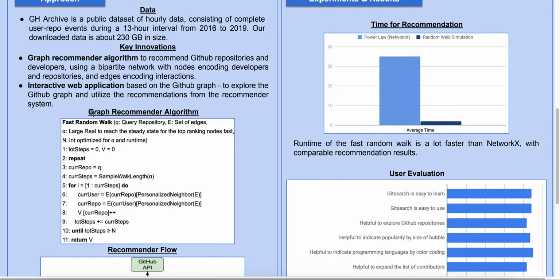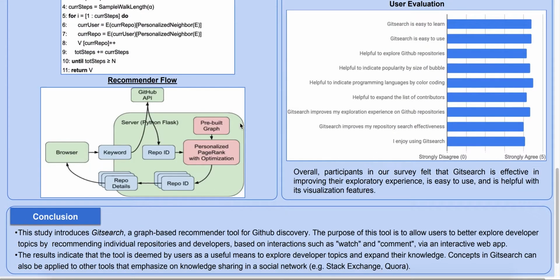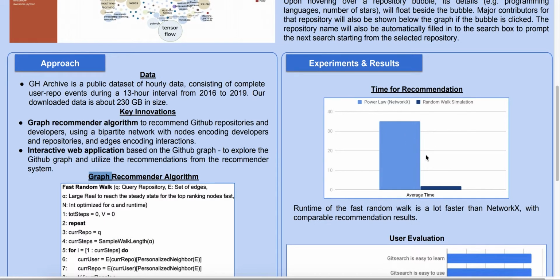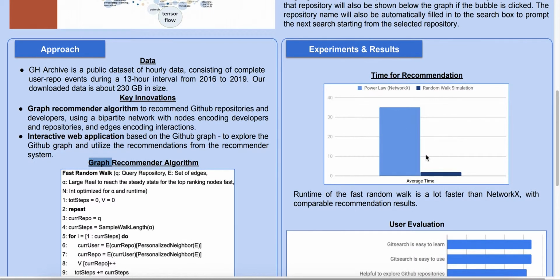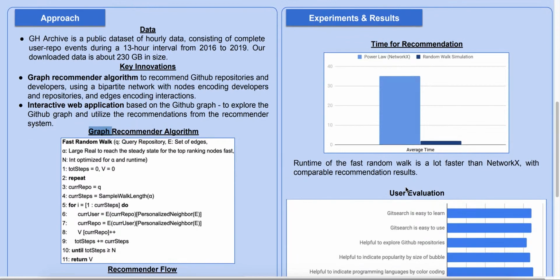So you can see the details of the network graph algorithm that we built here. The whole thing is served using Python Flask. We have a pre-built graph included in the program, which is to speed up the real-time search, and it will be served via browser. For the recommendation time, after a few iterations of improvement, we found out that random walk simulation is significantly faster than the power law NetworkX. So that is what we'll be using in our production.